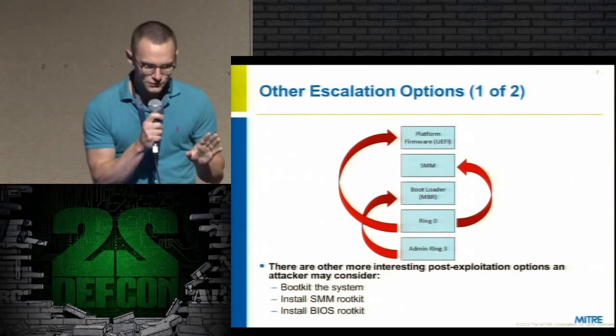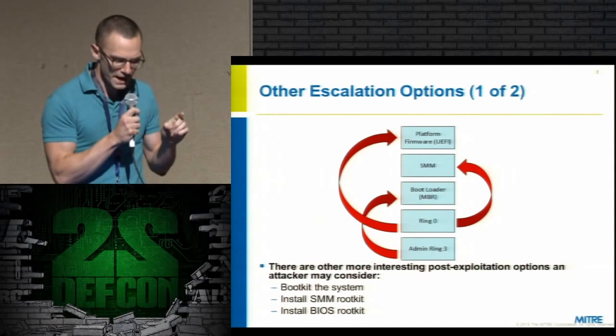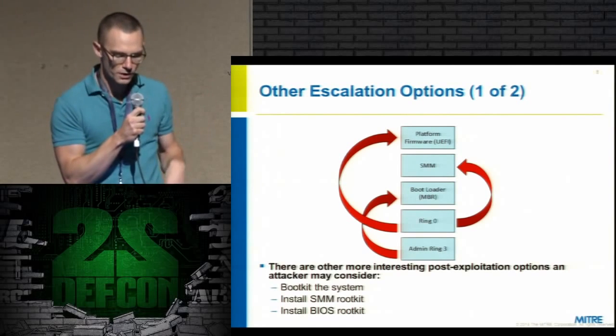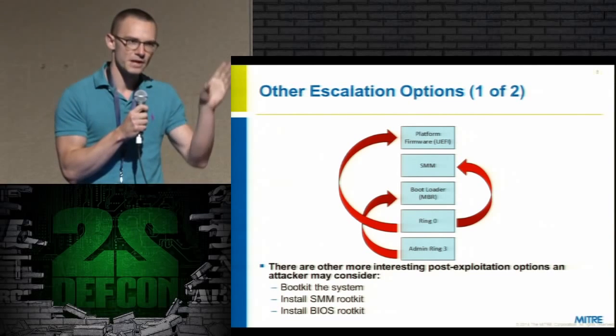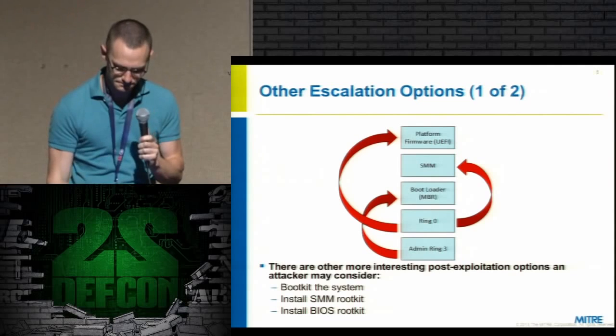So here are a few other options for what we can do in the post-exploitation phase. We can go from admin Ring 3 to bootkit the system. We can go from Ring 0 onto the platform firmware. Or we can jump into system management mode, which is a super privileged mode of execution on the x86 processor.